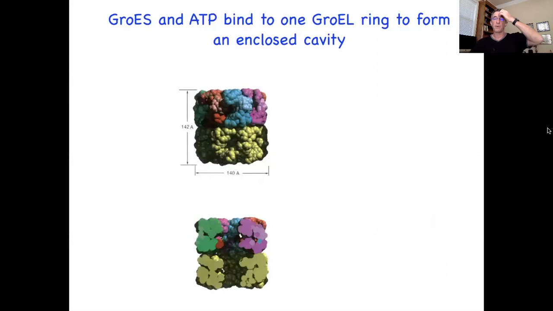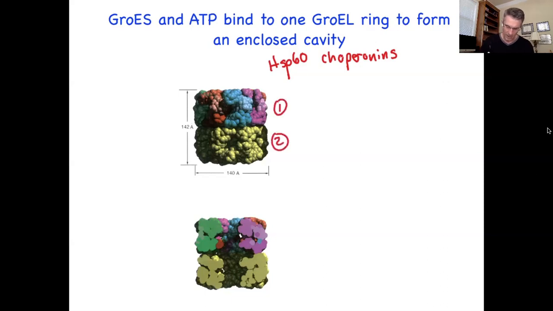Okay, so here's an example of one that I happen to like a lot, known as GroEL. This is a member of the so-called HSP60 family, also known as the chaperonins. It's one of the very first molecular chaperones recognized. And these are constructed of 14, in the case of the bacterial variant, 14 52 kilodalton monomers that are arranged in 2 7-membered rings. So here's one ring here, here's the other ring here.